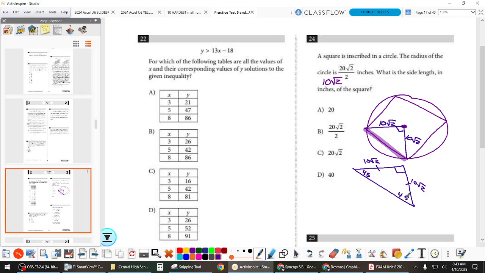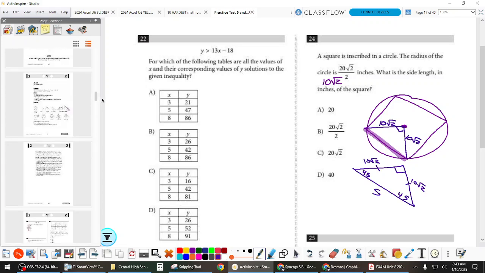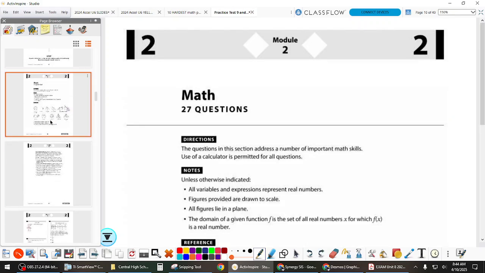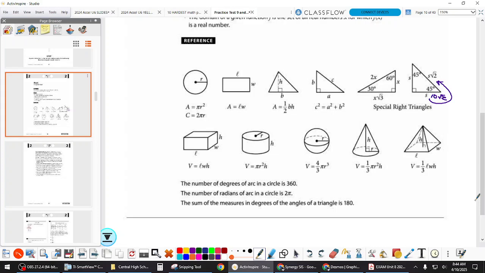So, can you use the 45, 45, 90 triangle relationship to solve for this length? Yes, S or whatever letter the side is. If I could only remember. This is actually something they provide. If you click on the reference button, they do actually give you your special right triangles. Most of this stuff is not very useful, but that one is actually on there. So we are looking at 10 root 2 right here.